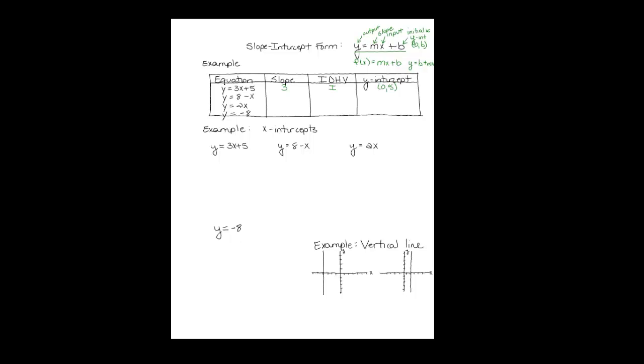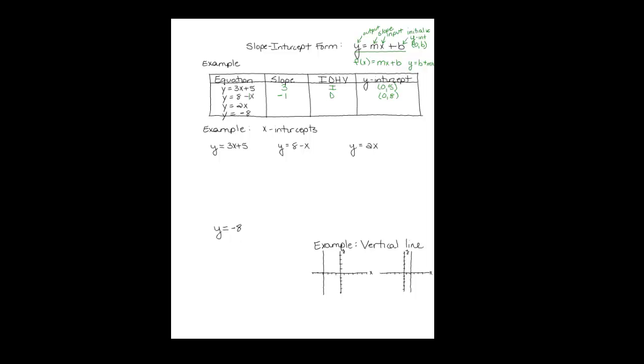Moving on to the next one, we have 8 minus x. Here the slope is the coefficient of x. Now there's no number written here, but remember you can always tuck in a little 1 next to the variable without changing anything. So the coefficient of x would be -1. So our slope is -1. It would be a decreasing linear function, and the vertical intercept is (0, 8).